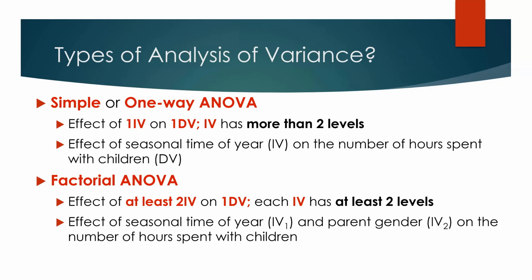And each independent variable has to have at least 2 levels. So with a factorial, the IV can have 2 levels, but it has to have at least 2. Sometimes it can have 1, but it will usually always have at least 2 levels.